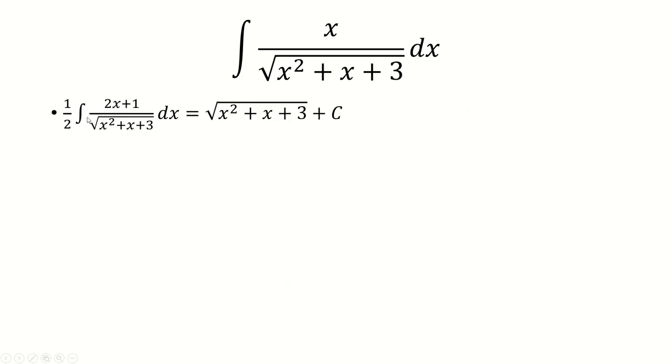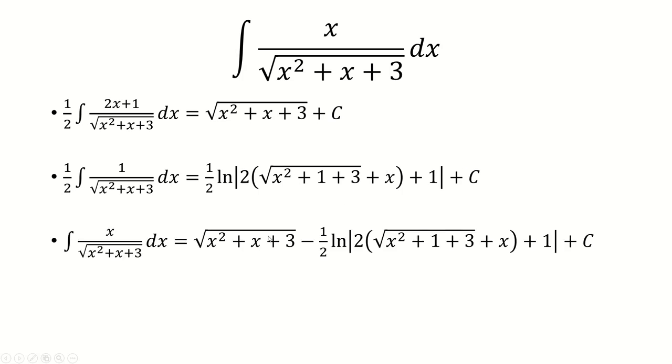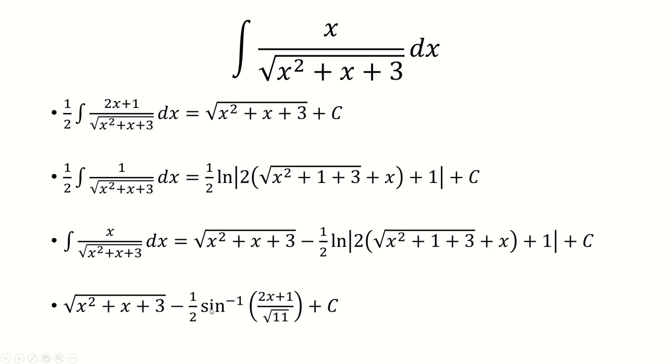So we said that there were two integrals. The first integral was square root of x squared plus x plus 3 plus c. The second integral we just solved for. Combine these together and get this as my answer, which if you want, you can simplify the second term as 1/2 inverse sine of 2x plus 1 over square root 11. And so that is our final answer.